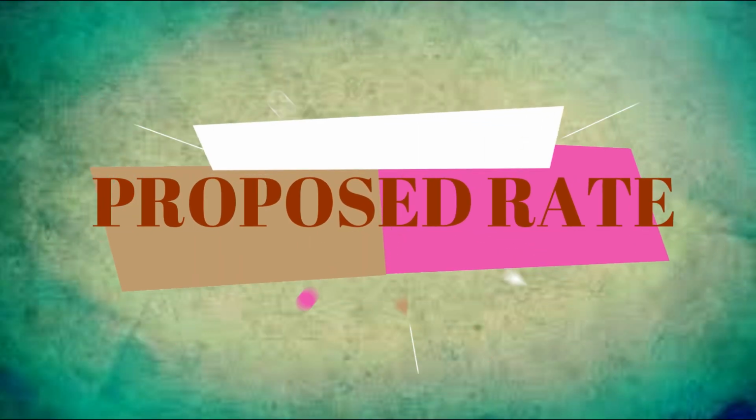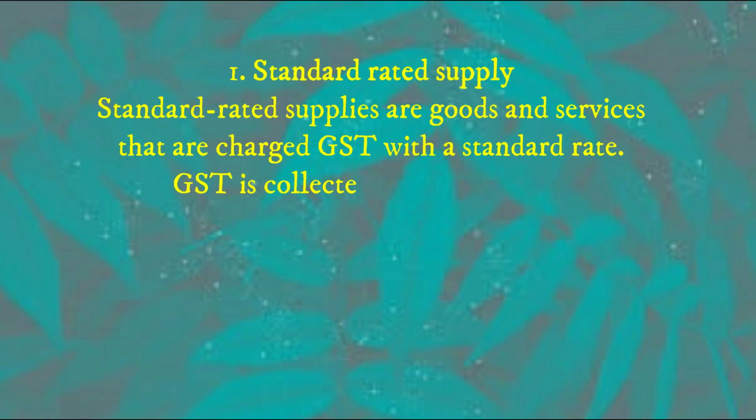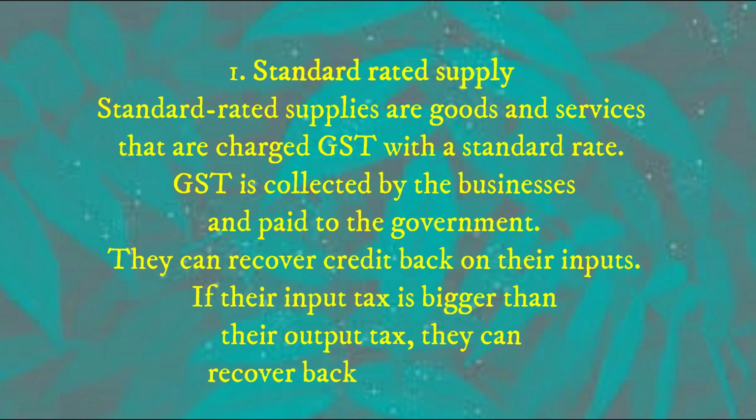Types of rates. Number 1. Standard rate supplies. Standard rate supplies are goods and services that are charged GST at the standard rate. GST is collected by the business and paid to the government. They can recover credit back on their inputs if their input tax is bigger than their output tax. They can recover back the difference.